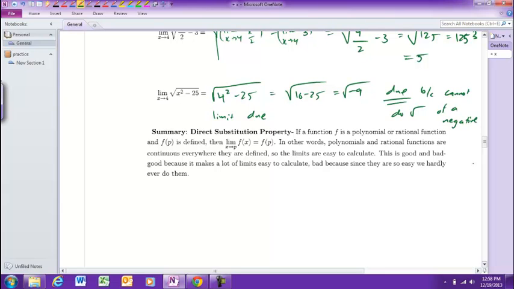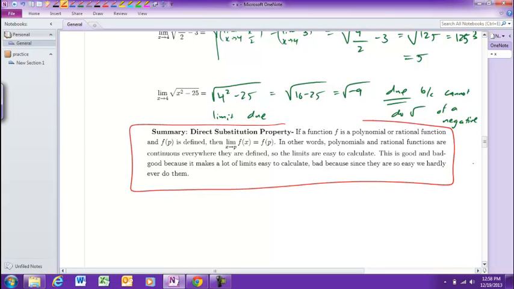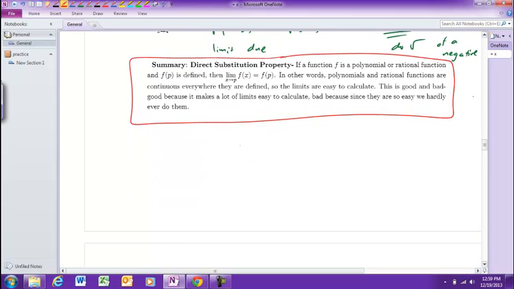And we can summarize this whole thing in what's called the direct substitution property. And basically this says that if a function is a polynomial or a rational function, then the limit at a certain point is exactly the same thing as just plugging in the number. Okay? And in fact, this is going to be true for functions other than polynomials or rational functions.